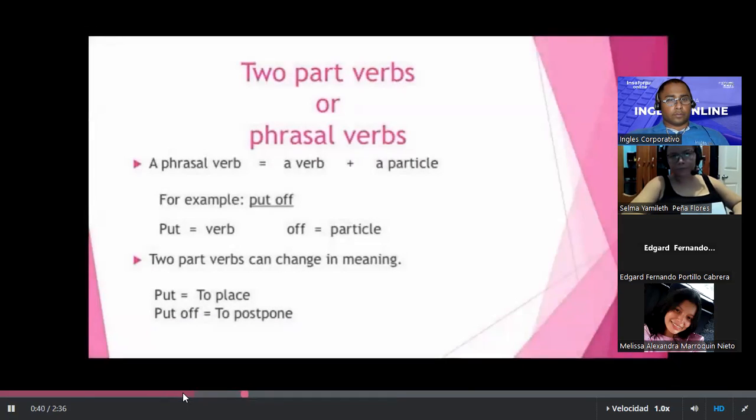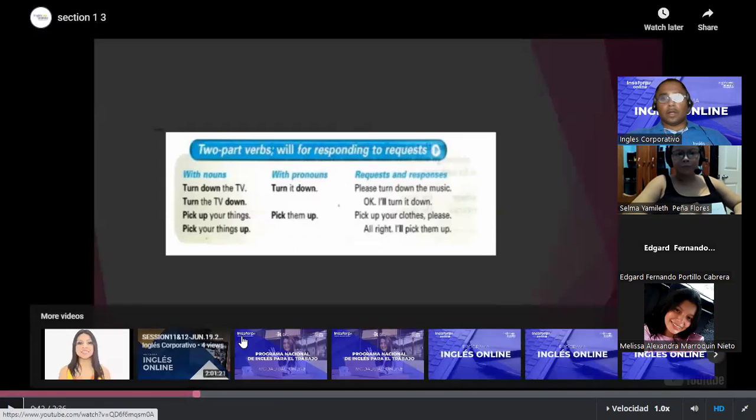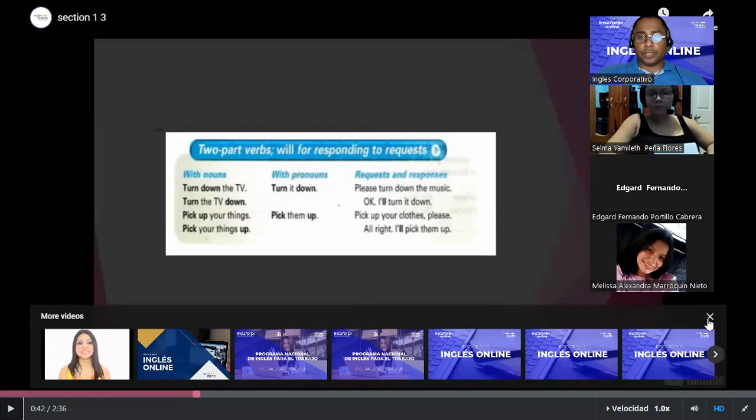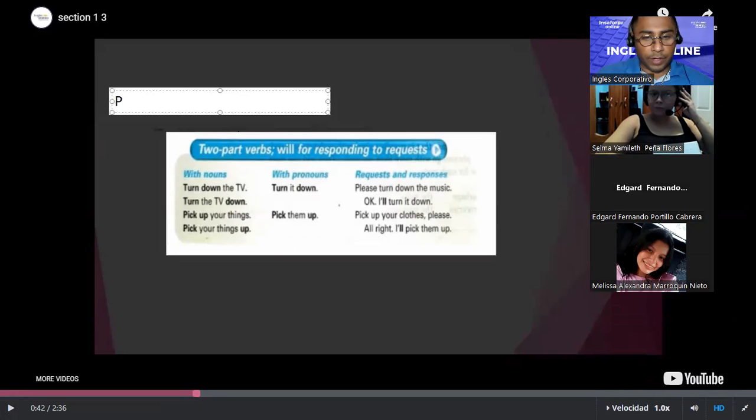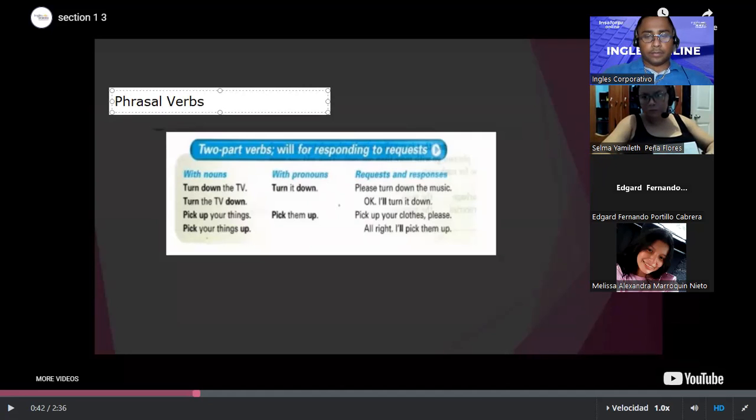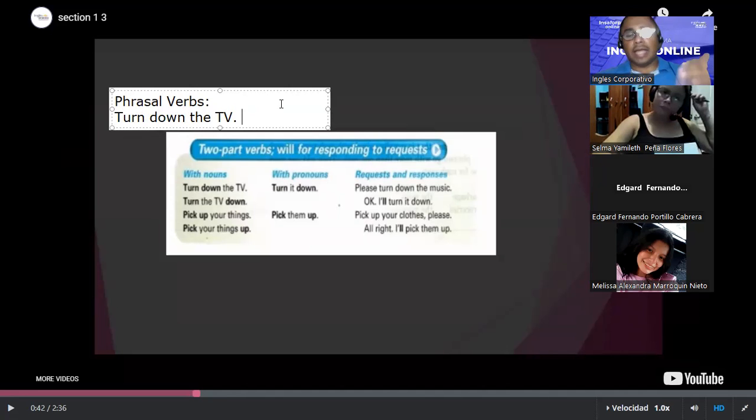Let's talk about two-part verbs or phrasal verbs. Turn it down. Pick up. All right, let's look at the first example. So, if I say to you, these are what we call phrasal verbs. For example, if somebody says, turn down the TV, you can say, turn down the TV. You can put the noun, the TV, at the end.